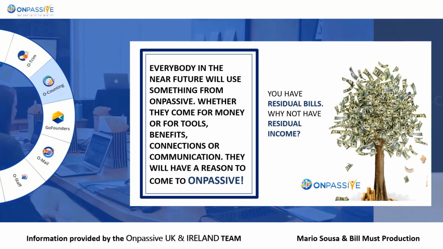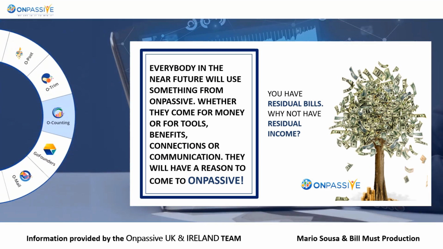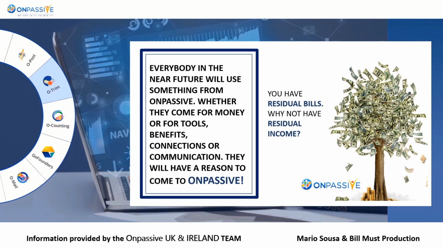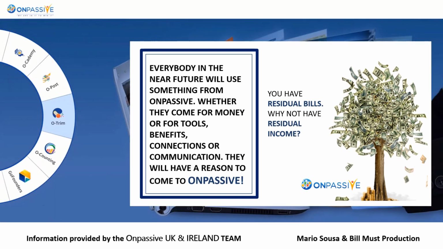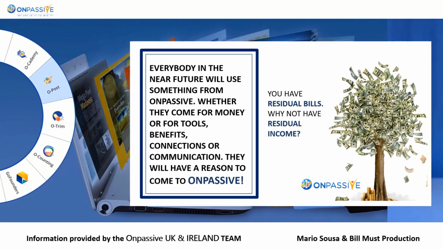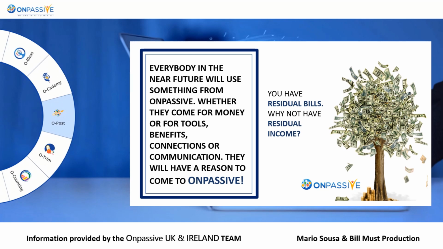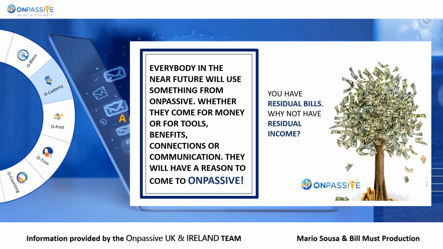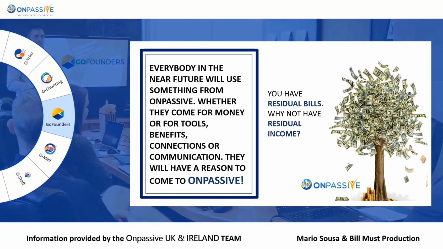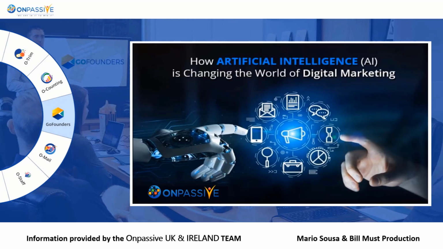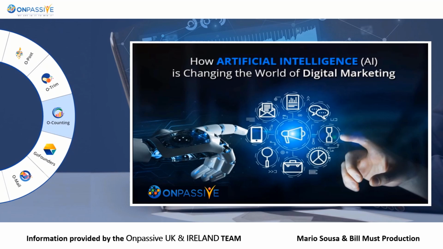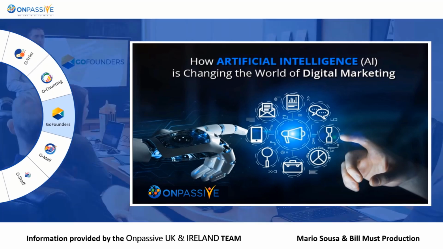Everybody in the near future will use something from Onpassive, whether they come for the money or for the tools, benefits, connections, or communication. They will have a reason to come to Onpassive. You have residual bills, why not have residual income? How artificial intelligence, AI, is changing the world of digital marketing.